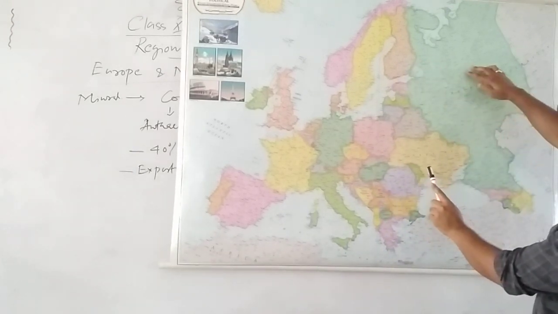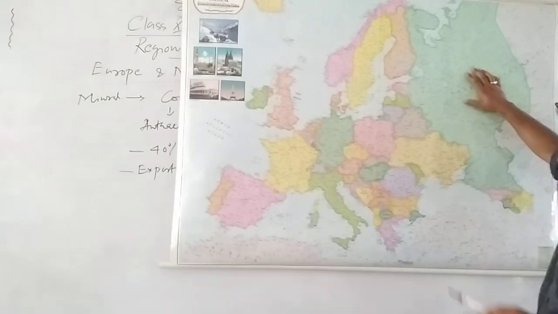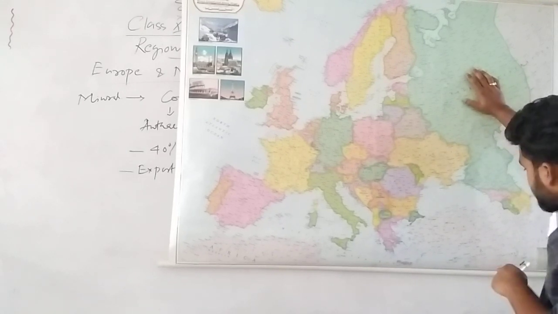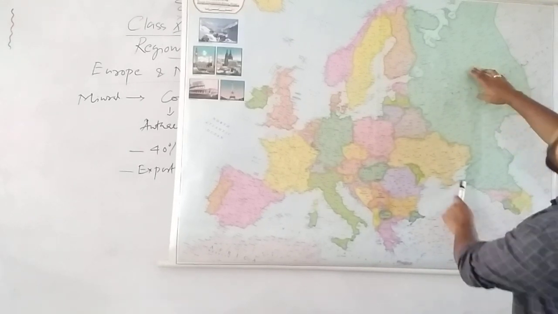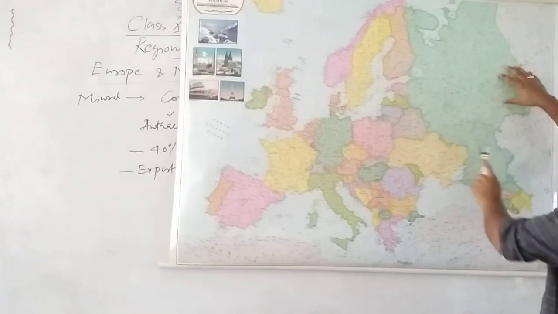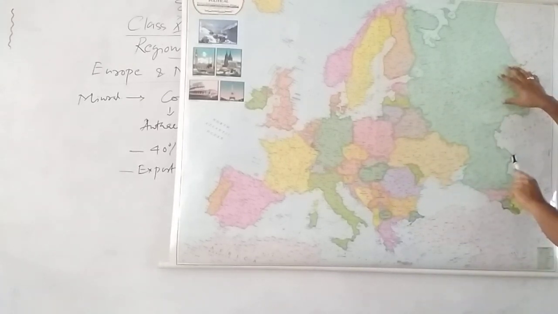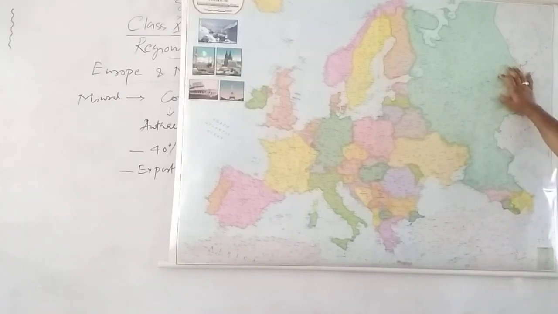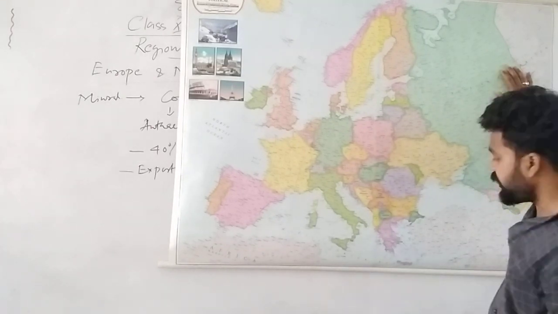This is a part of Europe. The Caspian Sea actually doesn't fall in Europe. Actually, this is the Commonwealth of Independent States. Russia is a Commonwealth of Independent States member. This part actually touches the Caspian Sea. That's why the Caspian Sea is considered a part of Europe.